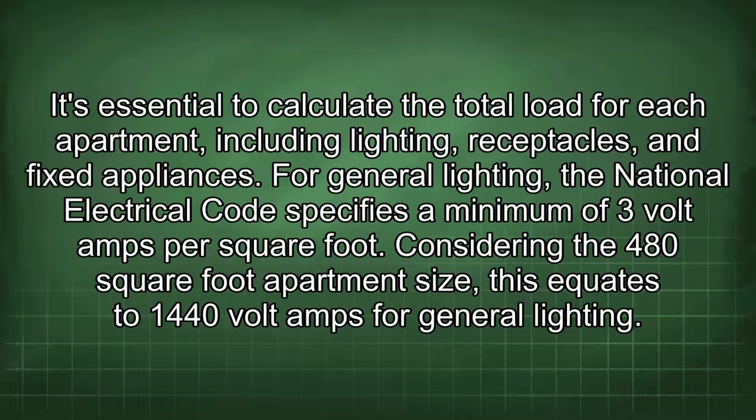It's essential to calculate the total load for each apartment, including lighting, receptacles, and fixed appliances. For general lighting, the National Electrical Code specifies a minimum of 3 volt-amps per square foot. Considering the 480 square foot apartment size, this equates to 1440 volt-amps for general lighting.